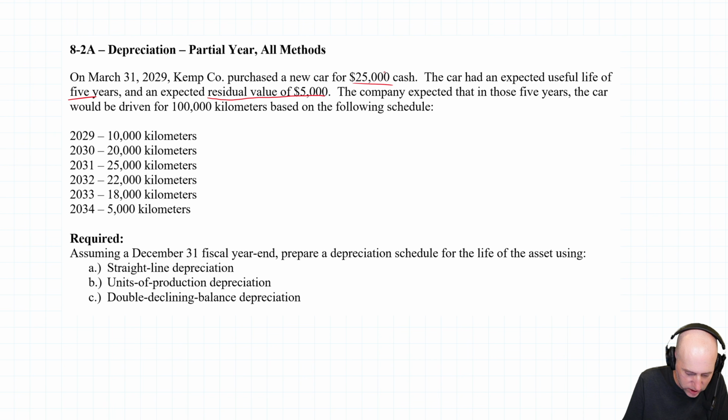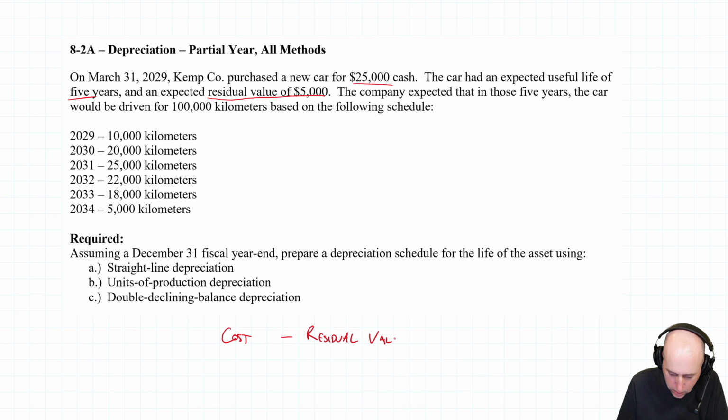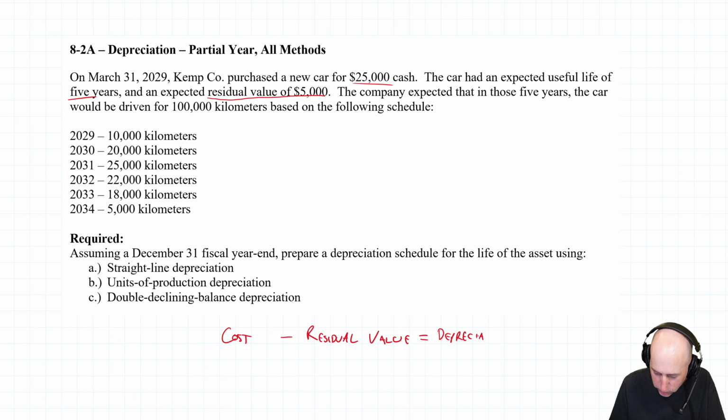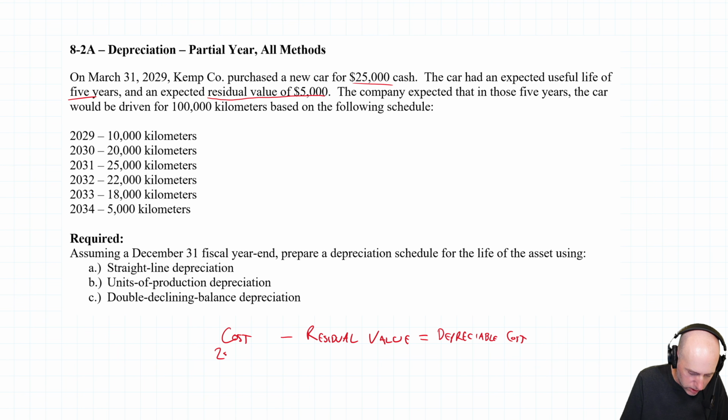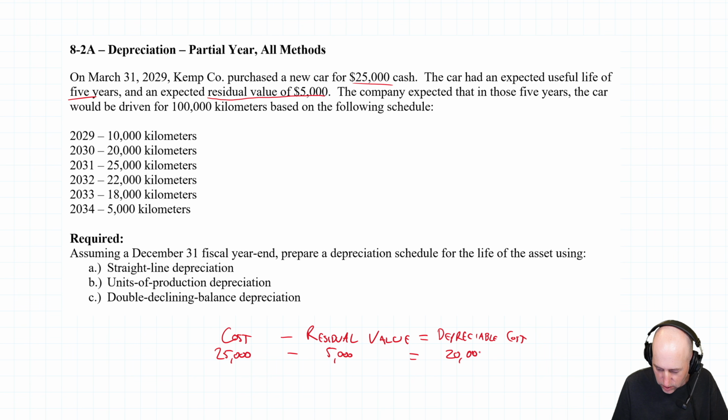It's a little calculation here that might be helpful. Our cost minus our residual value equals, I always whoop when I write poorly. I hope you're able to read that. Depreciable cost. So our cost minus the residual value is the depreciable cost. $25,000 is what they cost us. $5,000 residual value means there's $20,000 that we need to depreciate from our asset.